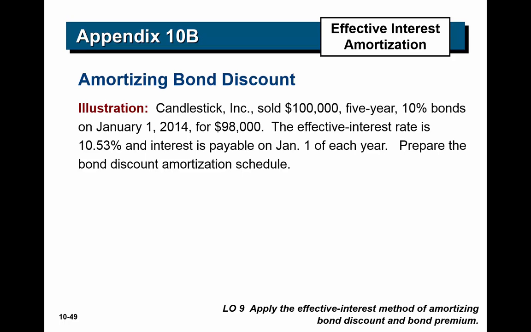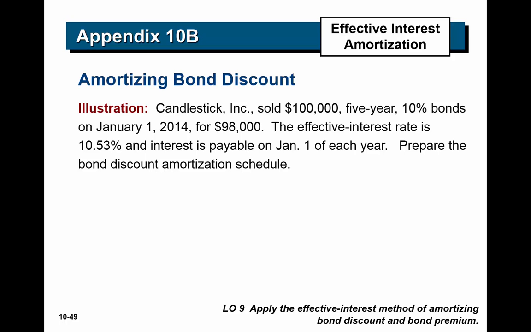Here's an example. Candlestick Inc. sold $100,000 5-year bonds, 10%, which is the amount of interest printed on the bond, on January 1st for $98,000. The effective interest rate is 10.53%. This can be confusing, but if you think about it, if they borrowed $100,000 and only got $98,000, so this was done at a discount, then they're actually paying more than 10%. We're not going to get into how to calculate that effective interest rate, but for these types of problems, it will be given to you. At a later time, we may get into that.